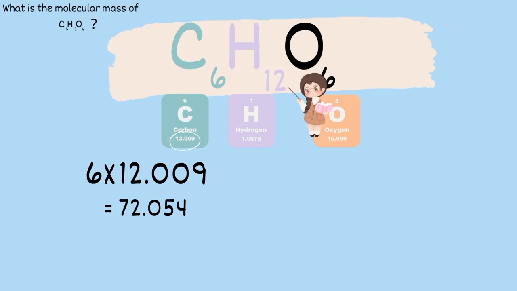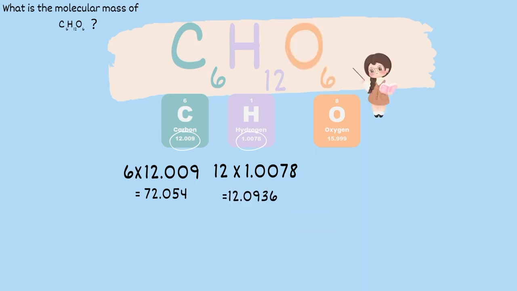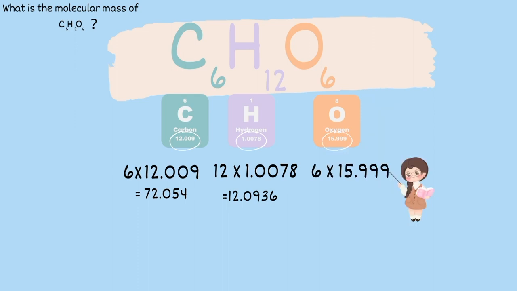Next, we have hydrogen. The little 12 subscript tells us that there are 12 hydrogen atoms in glucose, and the molar mass tells us how much each of those atoms weigh. So we multiply 12 times 1.0078, and we get 12.0936. Oxygen has 6 atoms in glucose, and each weighs 15.999, so we multiply 6 times 15.999 and we get 95.994.